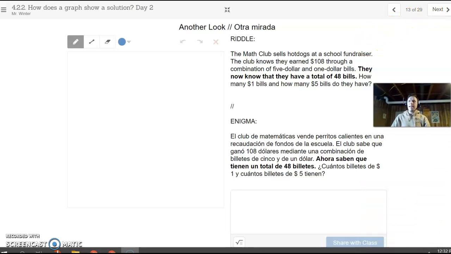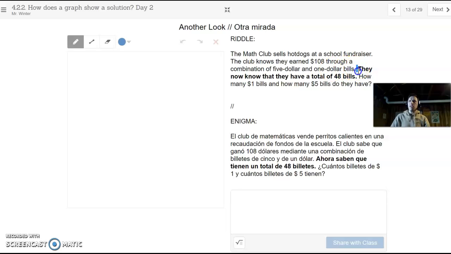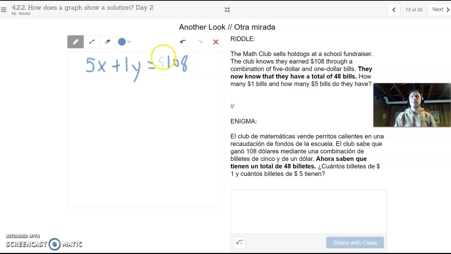So here we are back at the Math Club riddle. And now we have one more piece of information. We know the bills have a total, or there's a total of 48 bills. So we still have that idea that it's going to be 5 times our X value plus 1 times our Y value to get $108. That's the equation we just talked about. And then the next equation, we need to add up to 48 bills.